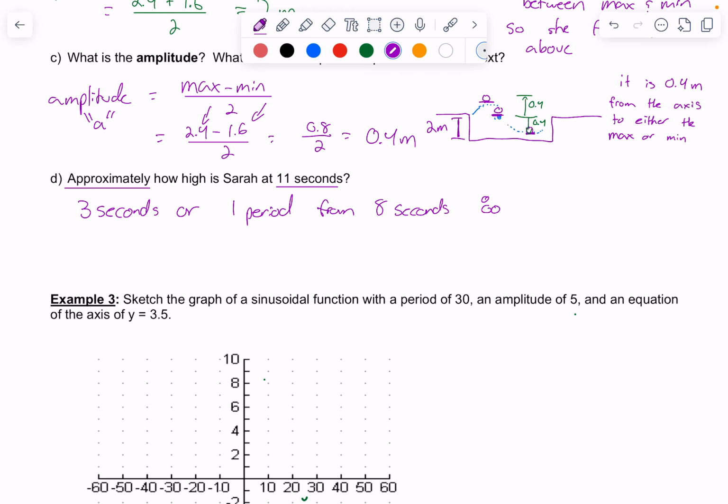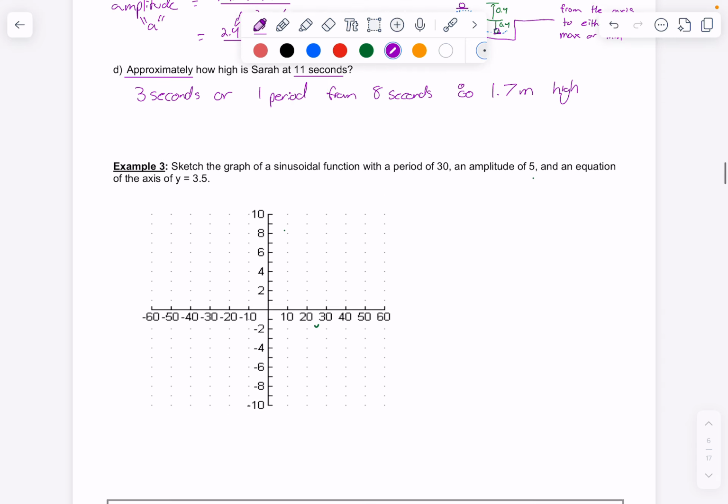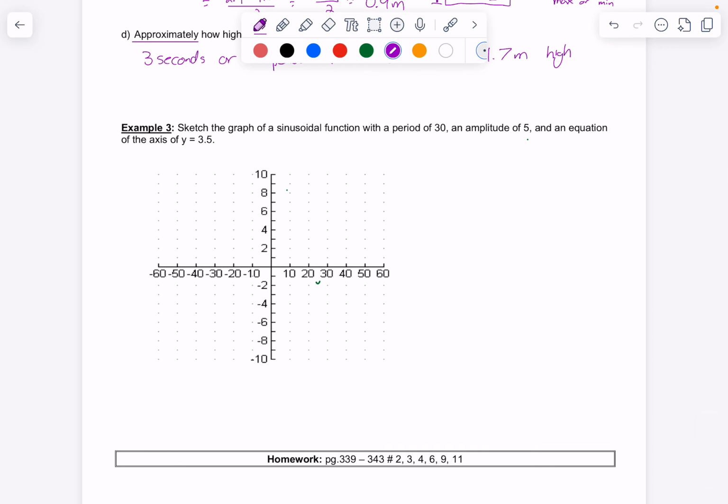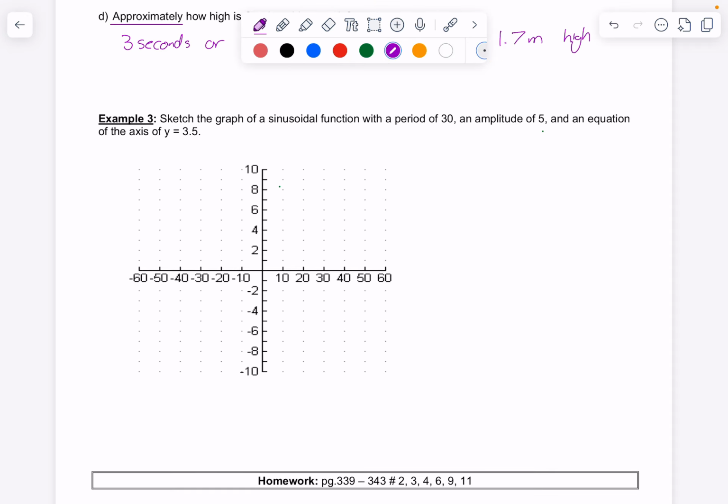Therefore, 1.7 meters high. Okay, last example. I know this is a longer lesson, but it's really important you understand the concepts here moving forward, okay? So please take time, watch it, go over it again if you need to, if you're confused.